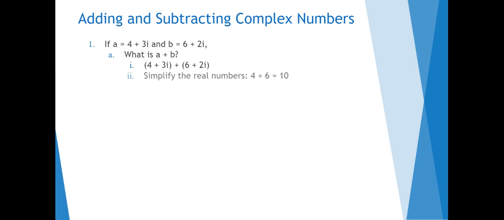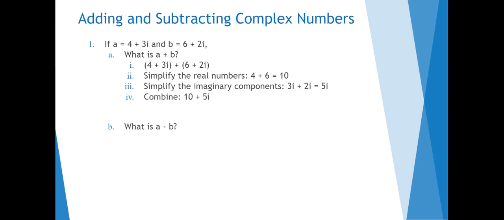So now, adding and subtracting complex numbers. So if a is 4 plus 3i and b is 6 plus 2i, what is a plus b? Well, over here, first we could simplify the real numbers, so 4 plus 6, that's just 10. Next, we could simplify the imaginary parts, so 3i plus 2i, that gives us 5i, and then combine the two, so it would just be 10 plus 5i, and that would be our answer.